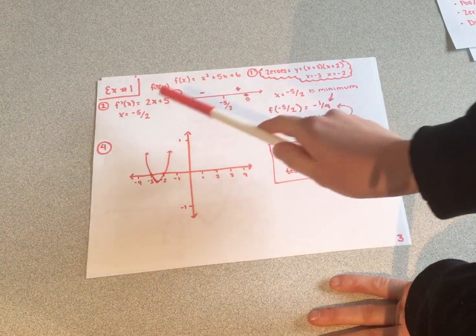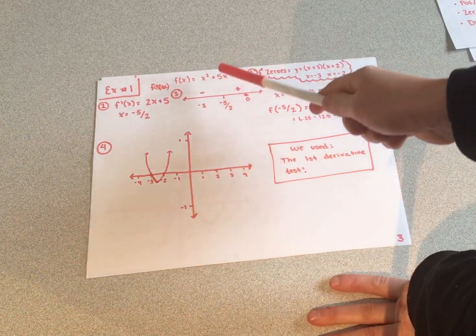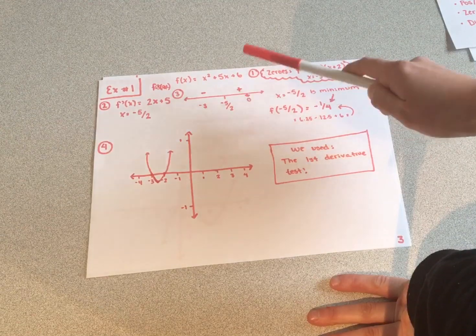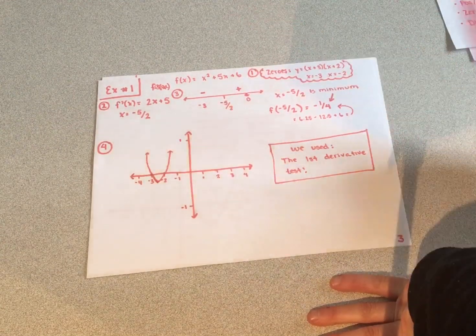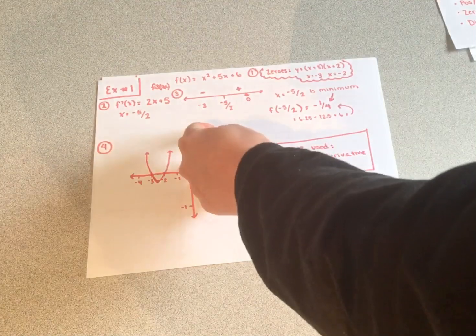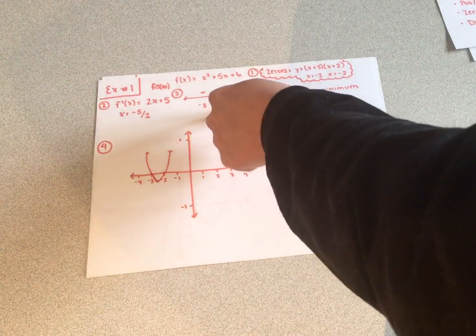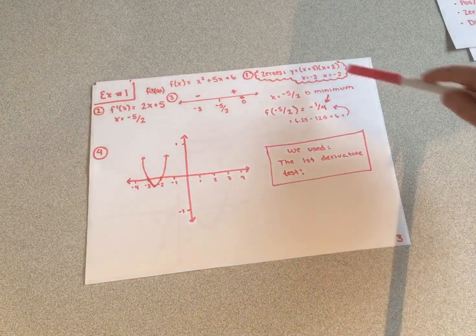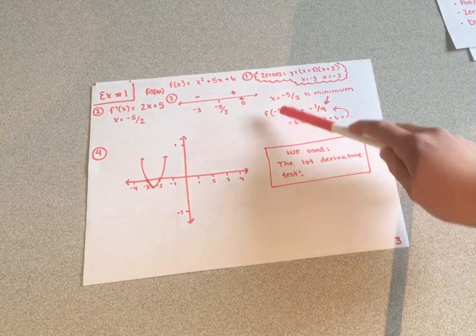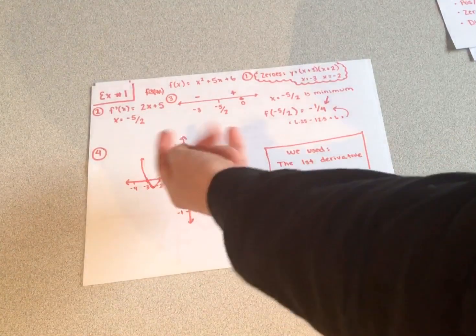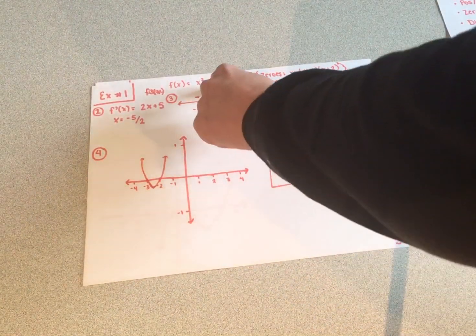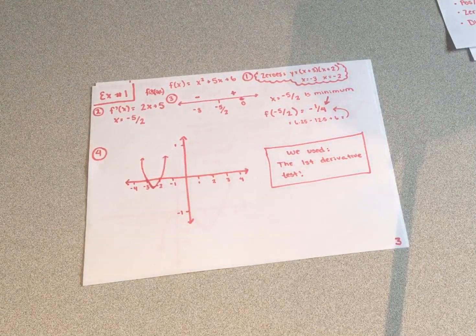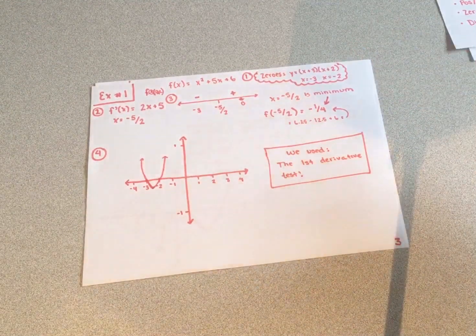So if you plug in negative 3 into the first derivative, you get negative 6 plus 5 equals negative 1. And if you plug in 0, 2 times 0 is 0, plus 5 is positive. So since it's decreasing and then increasing after this point, we know that x equals negative 5 over 2 is a minimum, and that's important to keep in mind. Then if we plug in negative 5 over 2 into the original function, we'll get negative 1 over 4, and that lets us know our minimum value of the function.